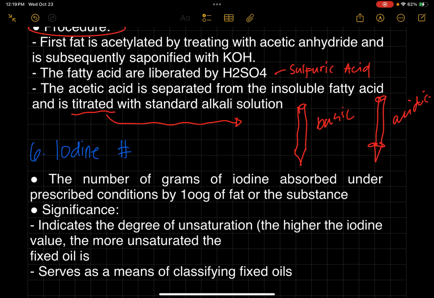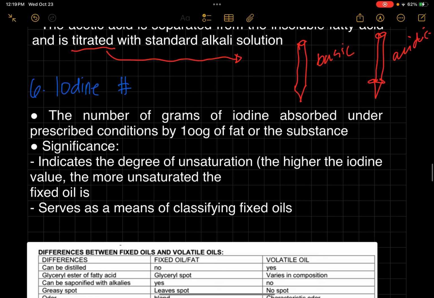So we have iodine number, the number of grams of iodine absorbed under prescribed conditions by 100 grams of fat or the substance. Its significance indicates the degree of unsaturation: the higher the iodine value, the more unsaturated the fixed oils. Meaning, the higher the iodine value, the more double bonds our fixed oils have. It serves as a means of classifying fixed oils.